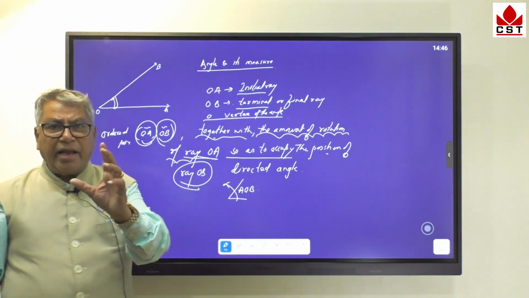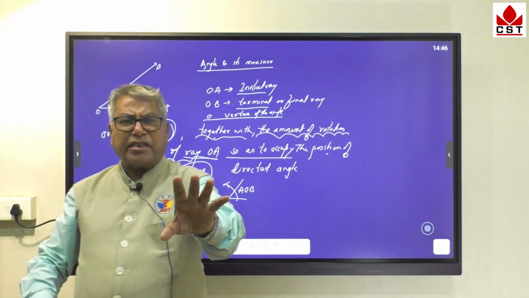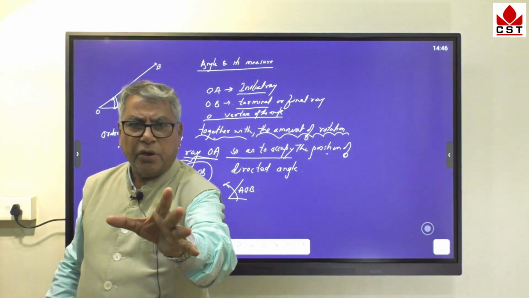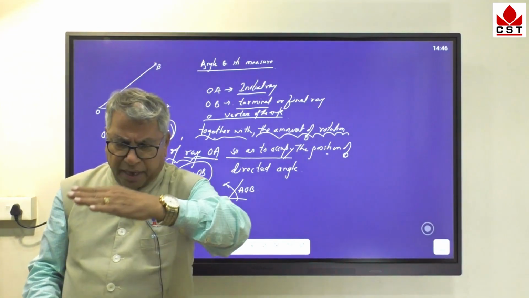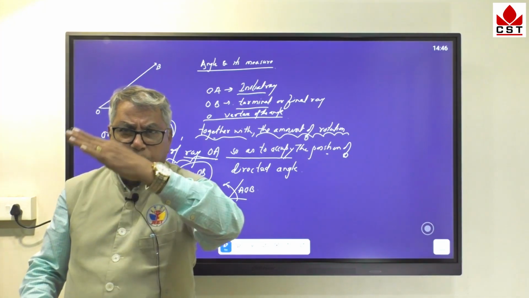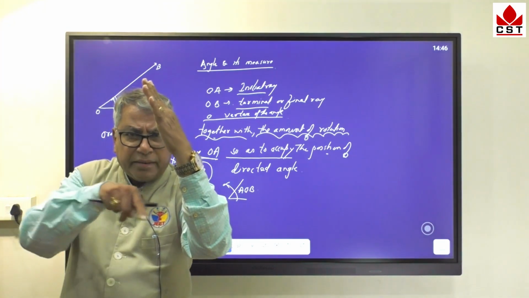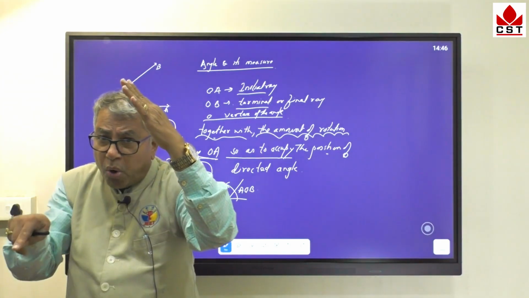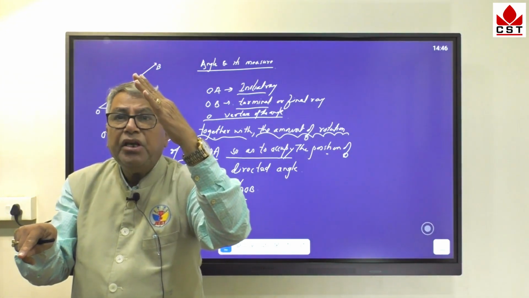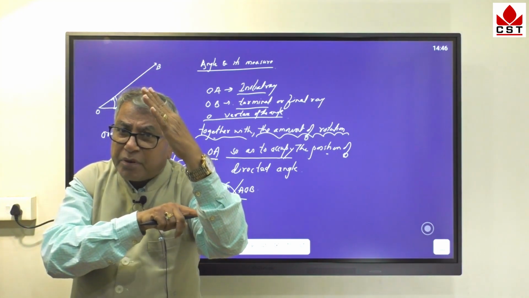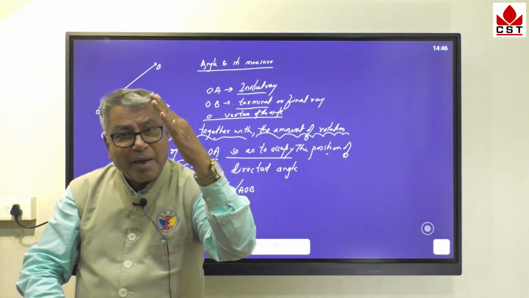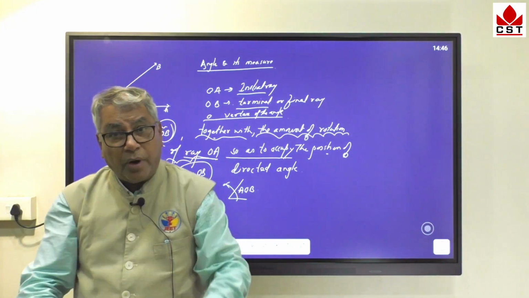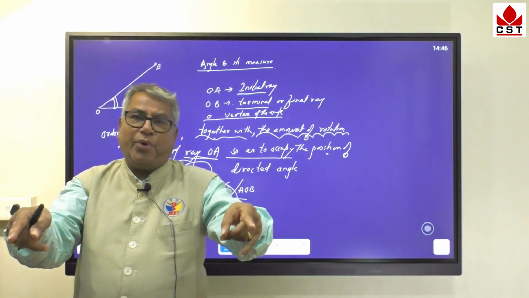What is an angle? Just remember, amount of rotation. Whose amount of rotation? Ray OA is rotated so as to occupy the position of ray OB. That amount of rotation is called an angle. Who rotates? OA, the initial ray. What is the final position? OB, the terminal position. What is point O? The vertex of the angle.